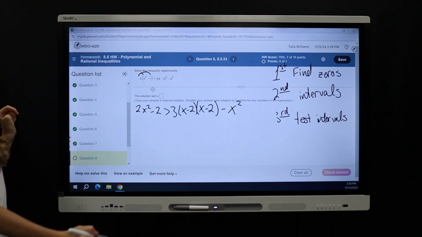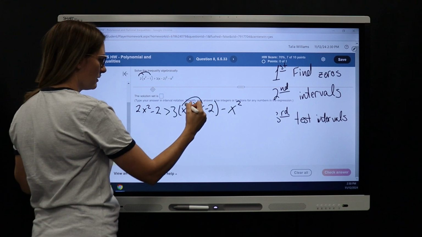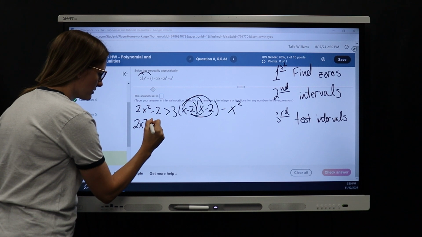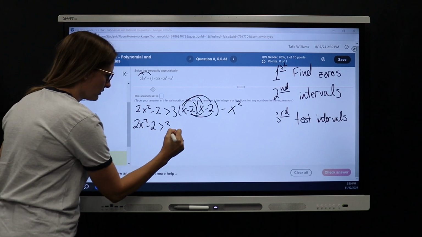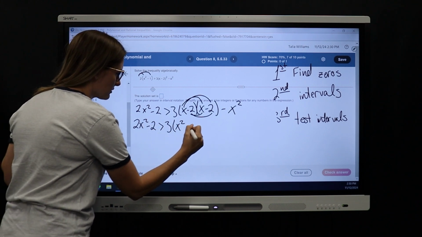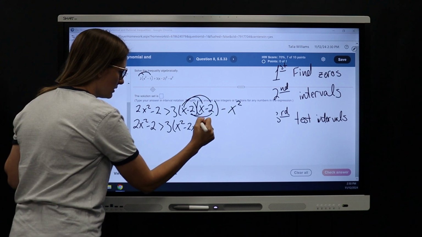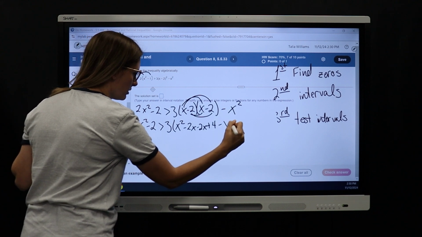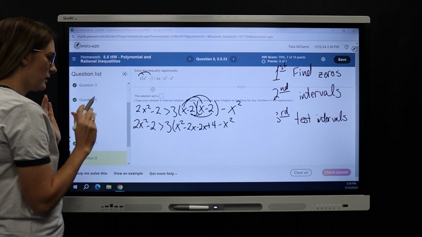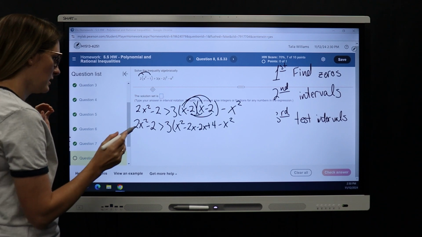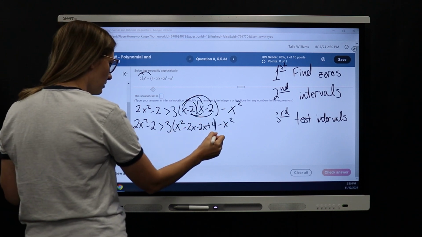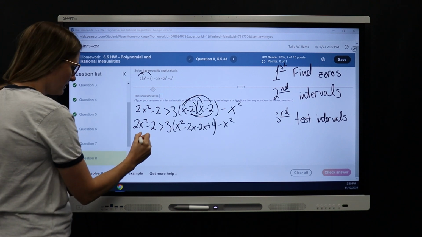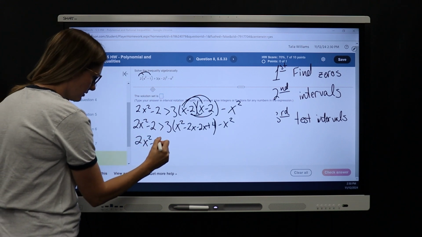So first I'm going to FOIL this. So I'm going to go ahead and rewrite 2x squared minus 2 is greater than 3 times x squared minus 2x minus 2x, negative times negative, plus 4. But then I'm going to combine like terms on the same side. No, not yet. Don't forget that. I'm going to distribute my 3. Then I'm going to combine.